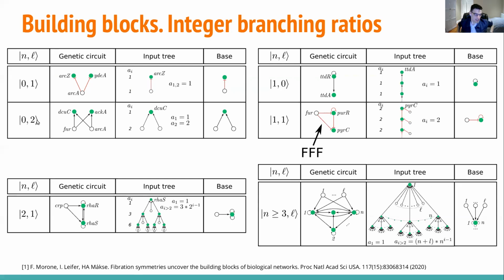Now the next case here is 0, 2, when there are 2 regulators. So it's easy to see that the input trees are going to be the same. You're going to have 2 regulators, I mean, same for the green nodes. They're going to have 2 regulators, and they're going to be of finite depth. So 0, 2. And this actually is a famous bifan.